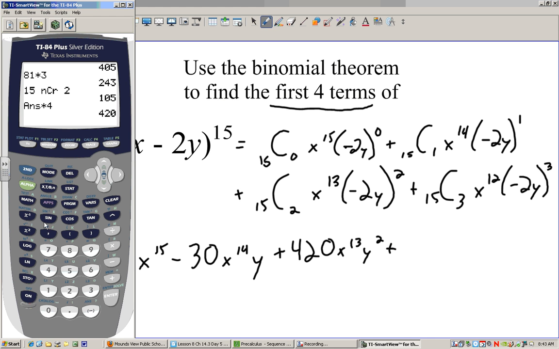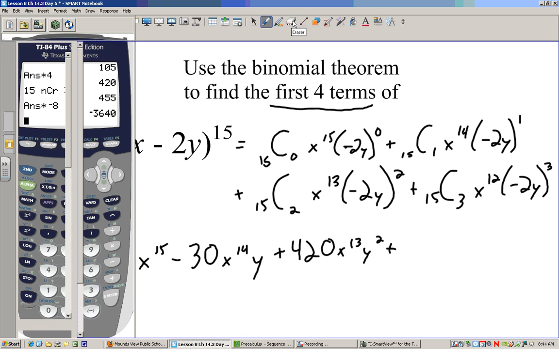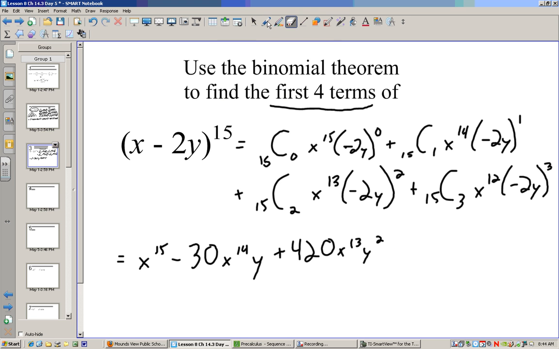15 choose 3 is 455. We're going to multiply that by negative 2 cubed, which would be times negative 8. So this would be, instead of plus, it would be minus 3640 x to the 12th y to the 3rd. Now, this keeps on going, but our problem just asks for the first 4 terms.